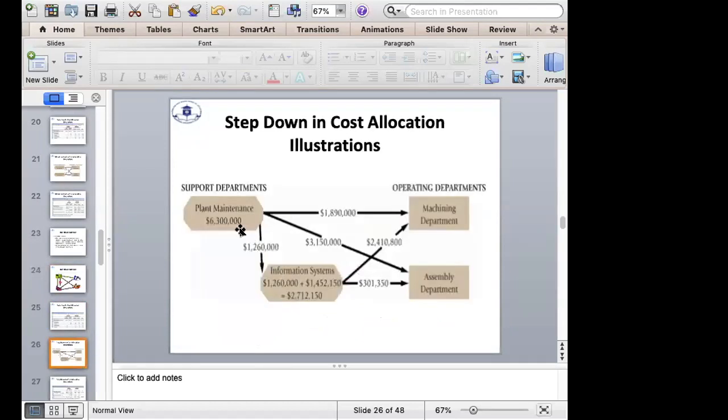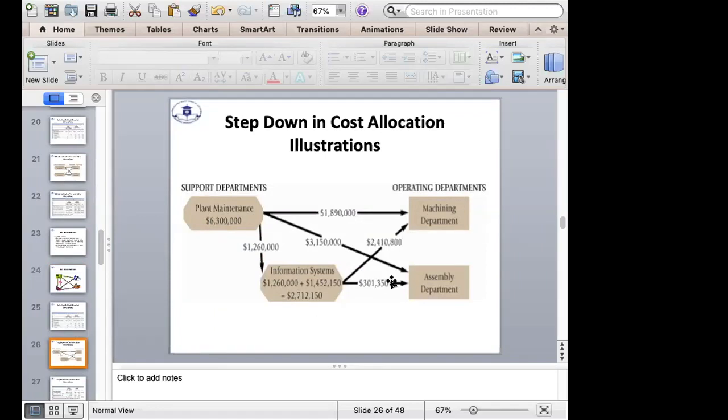So see, the plant maintenance department is providing service to this, this, and this. So the allocation of 6.3 million is this, this and this. Okay. And the allocation of information system cost will be here and here.